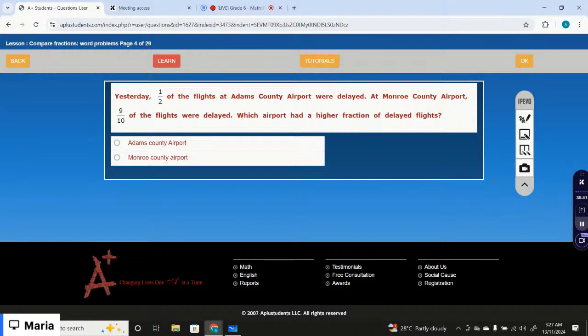Yesterday, half of the flights at Adams County Airport were delayed. At Monroe County Airport, 9/10 of the flights were delayed. Which airport had a higher fraction of delayed flights? So, which is the correct option?